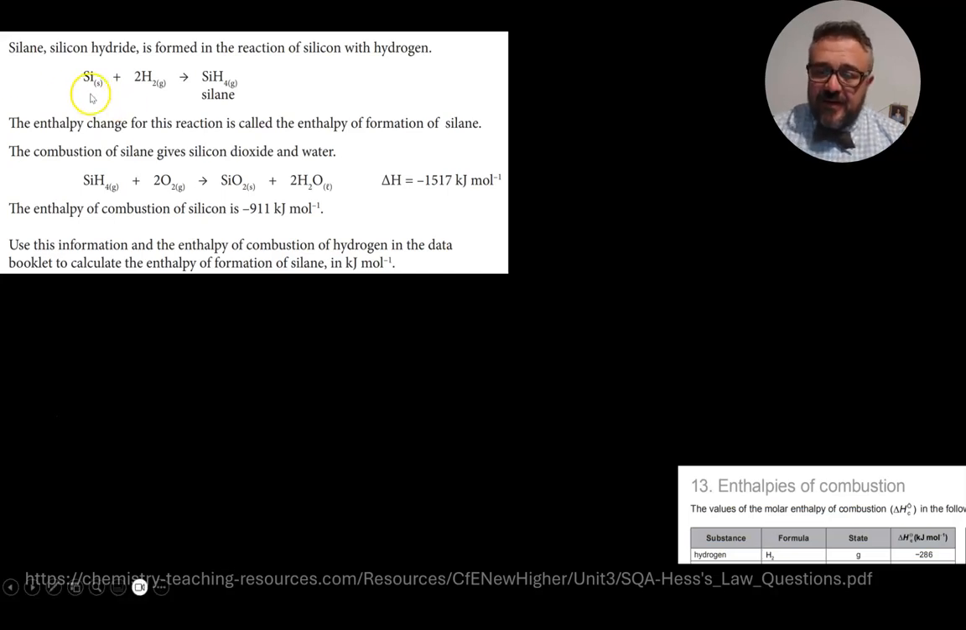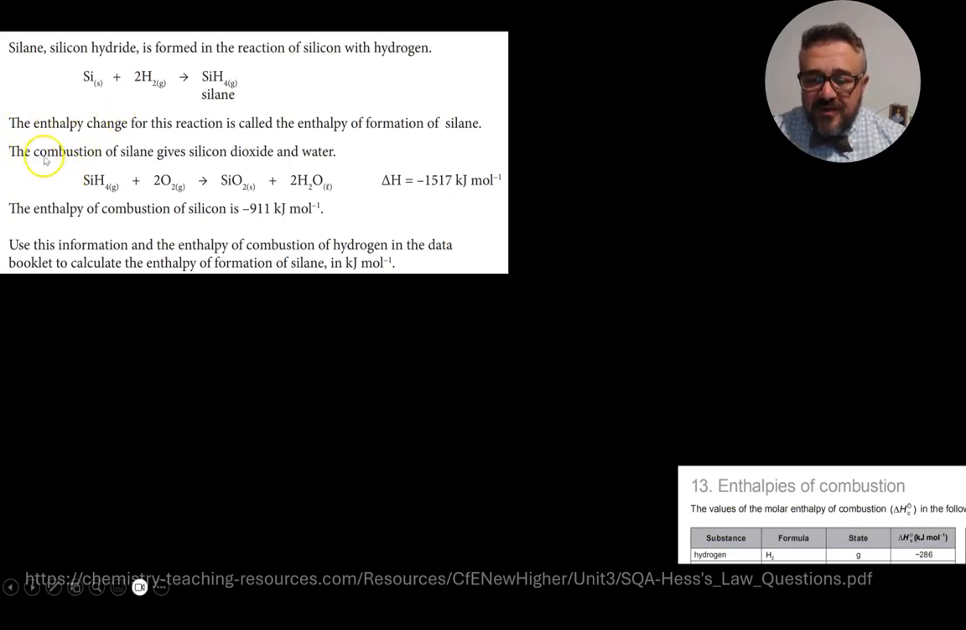So you can see that, right? Silicon in its natural state at room temperature is a solid, and hydrogen is a gas. Boom, off we go. We're ready to roll. That's formation. That's using just the elements. However, it's a slightly rarer reaction, so we can't just look up the value for this. So we've got to do some other stuff.